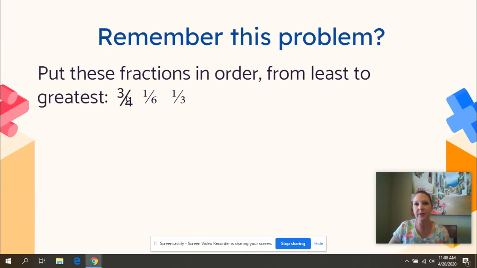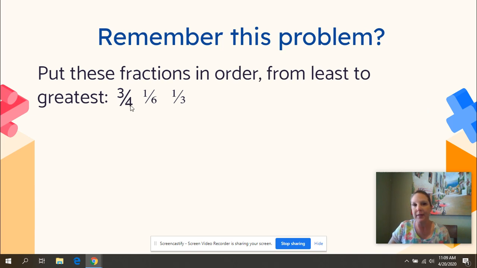So last week, I asked you to put these fractions in order from least to greatest. I gave you 3/4, 1/6, and 1/3. Many of you looked at the bottom number, the denominator, and you realized that sixths would be smaller than thirds because sixths are going to be smaller pieces. 1/6 was the least of these three fractions.